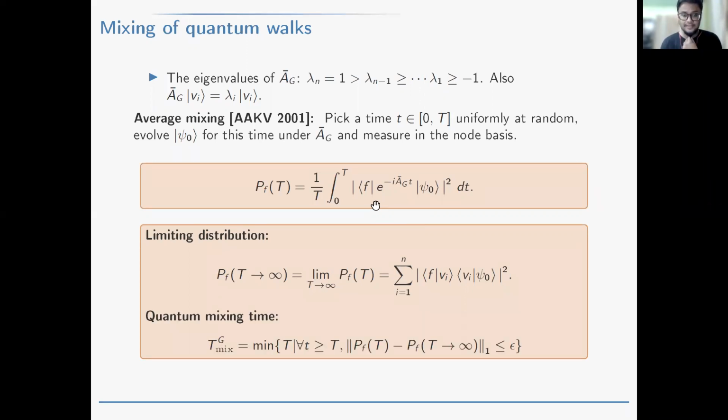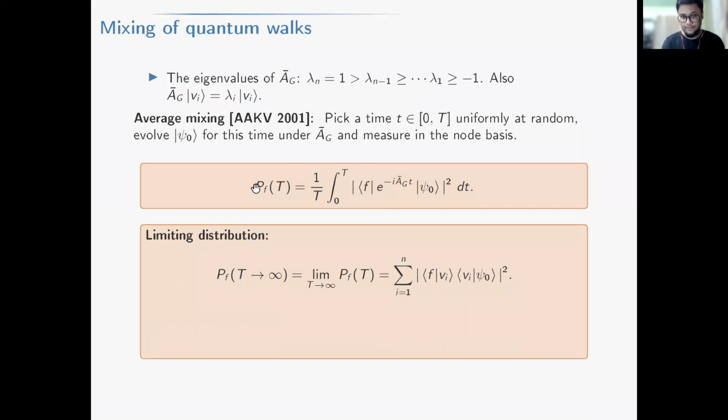And what you see is that this P_F of t is just giving you the time average probability after some time t, right? So this is in a way giving you the instantaneous probability, the time average probability distribution. So naturally you get both: the instantaneous probability distribution as well as the limiting distribution.